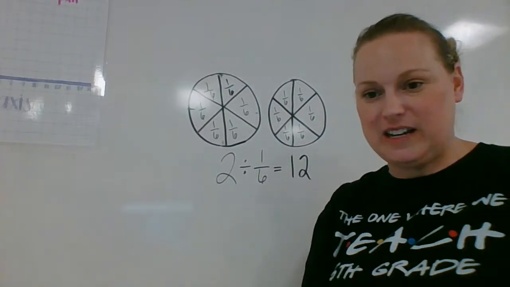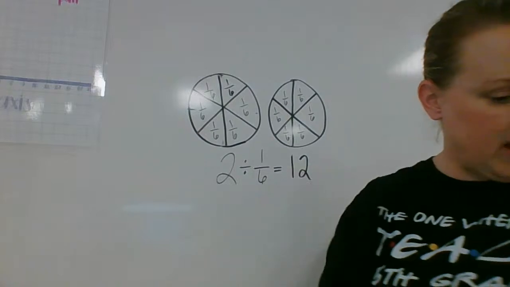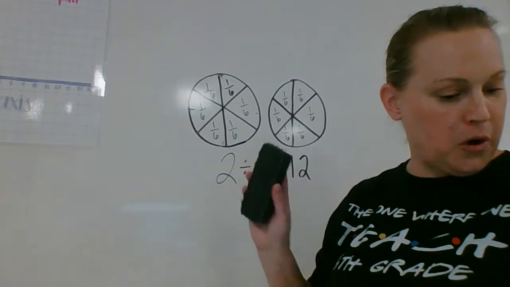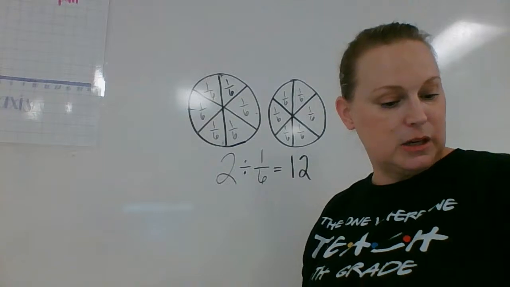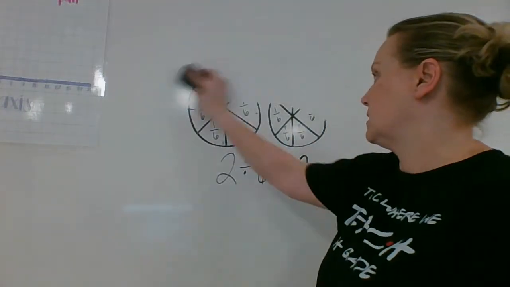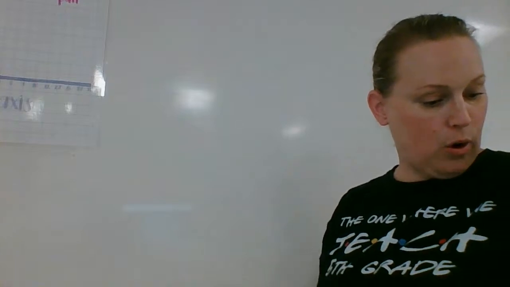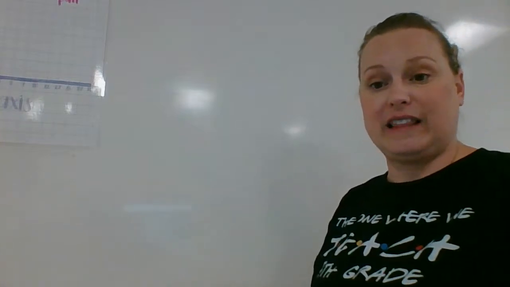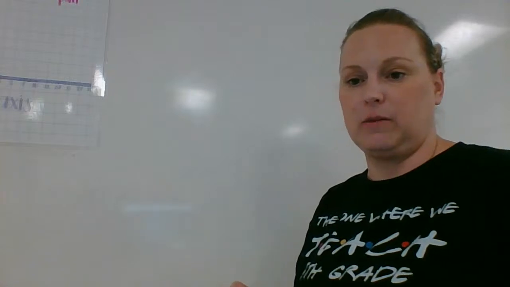All right, let's move on to number 4. Ricardo had 2 1/3 pounds of cornmeal, and he used 1 3/4 pounds to make corn tortillas. How much cornmeal does Ricardo have left? So what does that mean? What kind of math are we going to be doing?